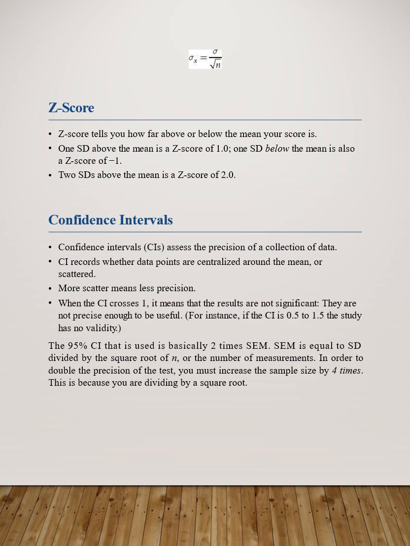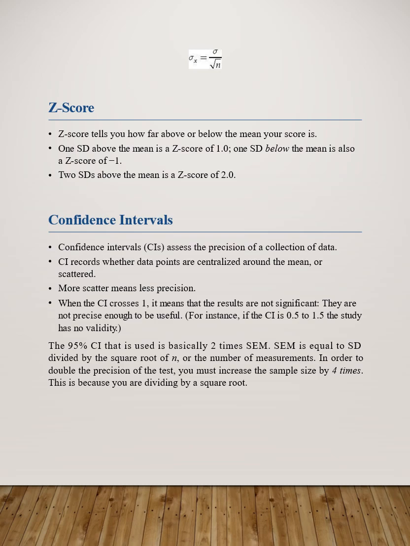Let's discuss so-called confidence intervals. CI, or confidence interval, assesses the precision of the collection of the data. Number 2, confidence intervals record whether the data points are centralized around the mean or scattered. Number 3, more scatter means less precision.